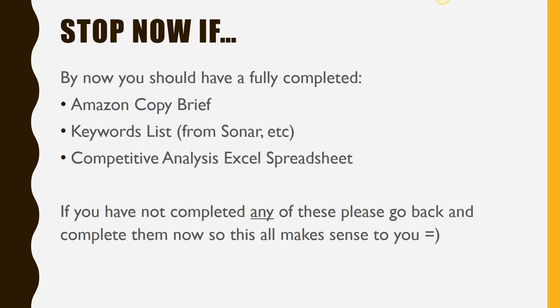You should also have completely filled out your Amazon copy brief. You should have your keywords list from Sonar, or in my case from Scope, and then you should also have your competitive analysis Excel spreadsheet completed. If you haven't completed any of these, you're going to want to go back and complete them before you start writing your bullet points. You can go through this training.